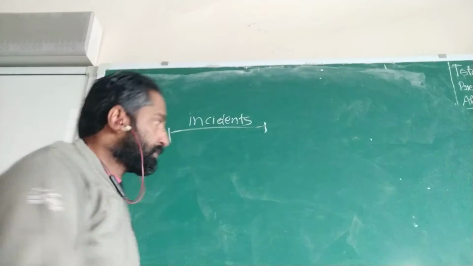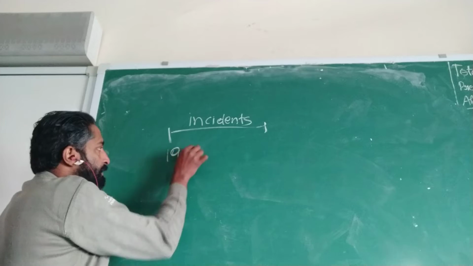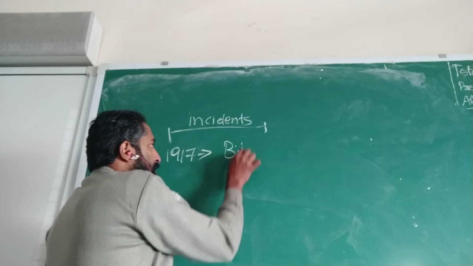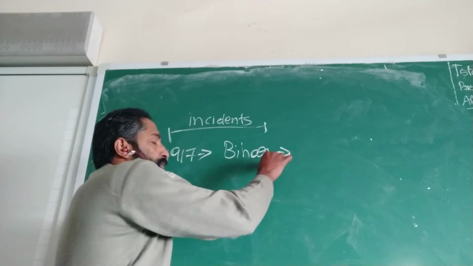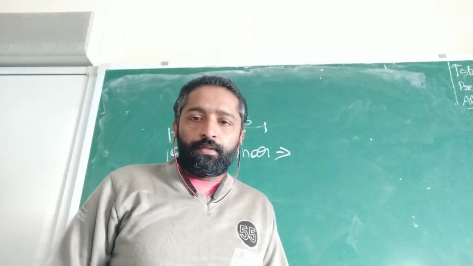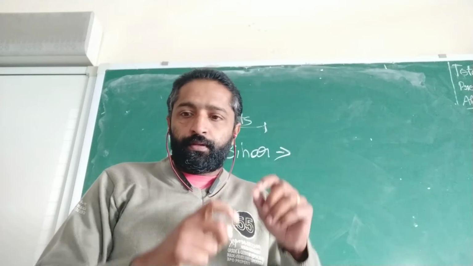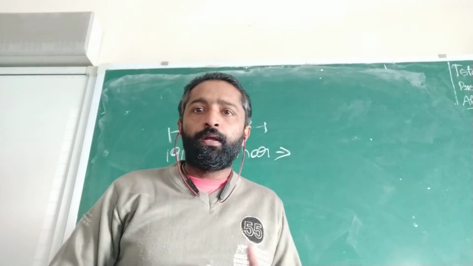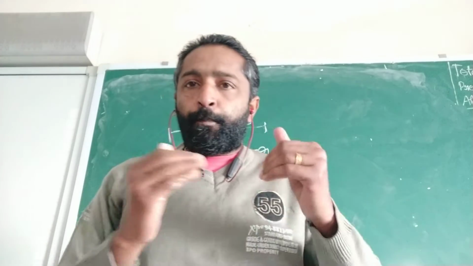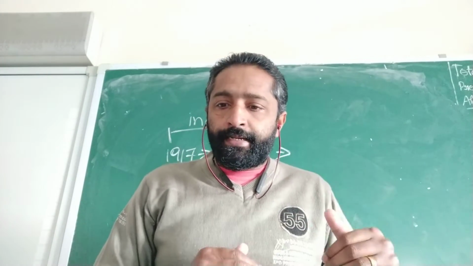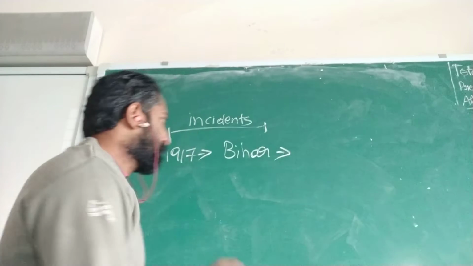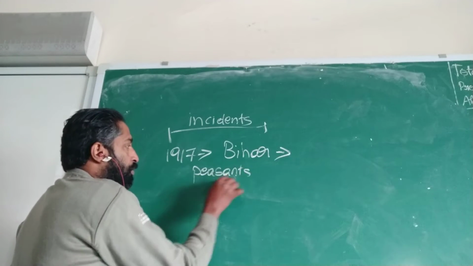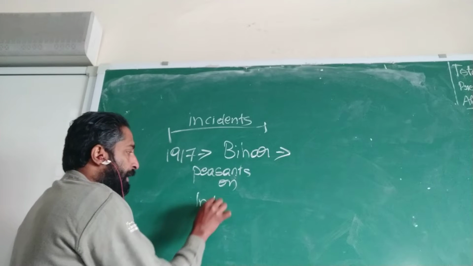The first one happened in 1917, in the place called Champaran in Bihar. And what happened then? The problem was with the peasants on indigo plantations.